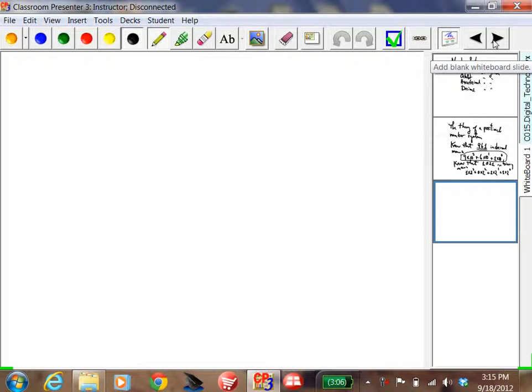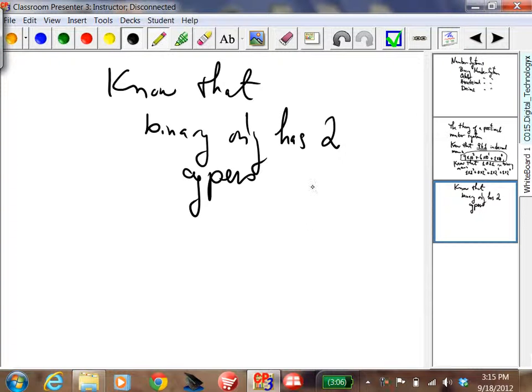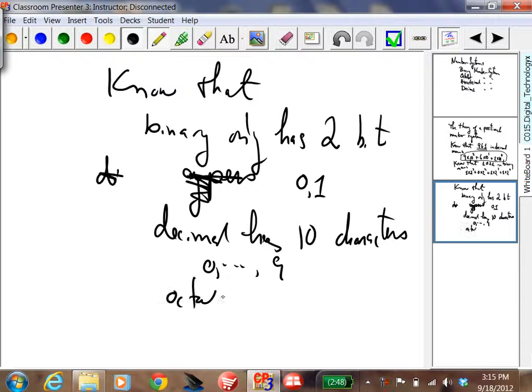On the theoretical side, you should know that binary only has, well, let me call them ciphers, 0 and 1. They're really digits. Bits, that's 2 bits. There's only 2 characters in the binary number system, 0 and 1. And decimal has 10 characters, 0 through 9. And octal has 8, and hexadecimal has 16.